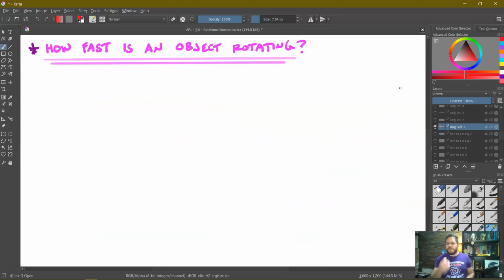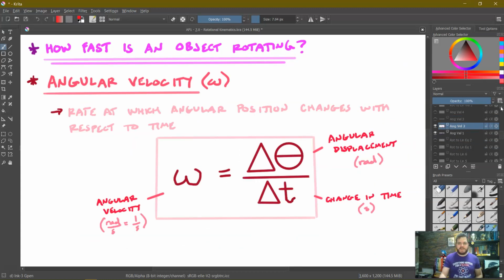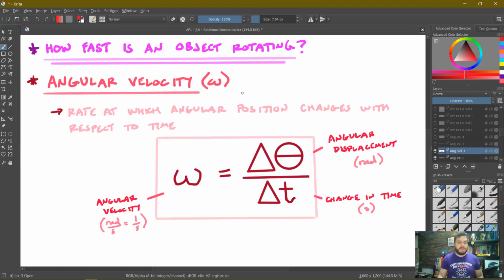But now that we've talked about position, how can we discuss how quickly an object is rotating? And that is through something known as angular velocity, which we abbreviate with a lowercase Greek letter omega. It basically looks like a curved W. I've had some of my students before call it W. Doesn't matter to me, but it is an omega.